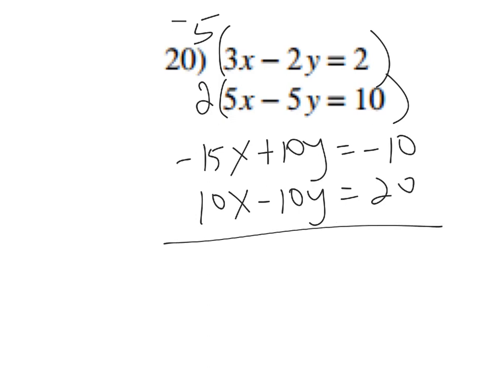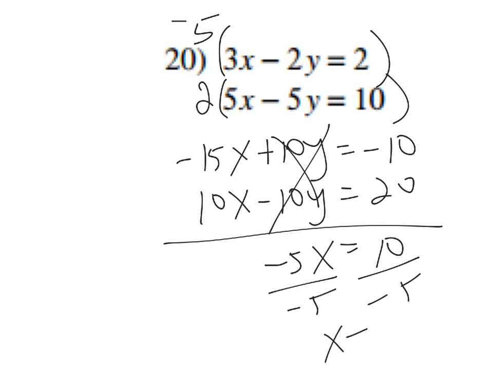When I combine these, my y's cancel. My x's combined give me negative 5x. My numbers combined give me a positive 10. If I divide both sides by negative 5, x is negative 2. Feels like we should be done, but we're not because we have to find the y value that goes along with that. I'm going to use the very first equation and plug negative 2 in for x.